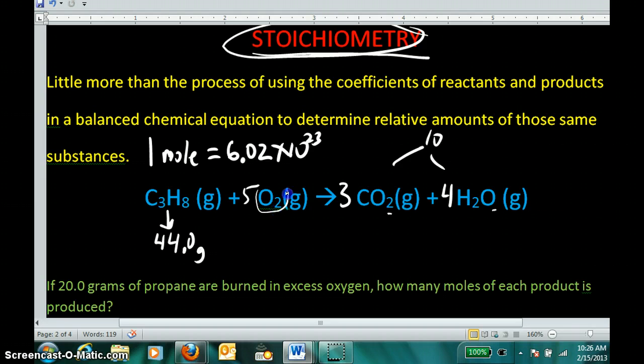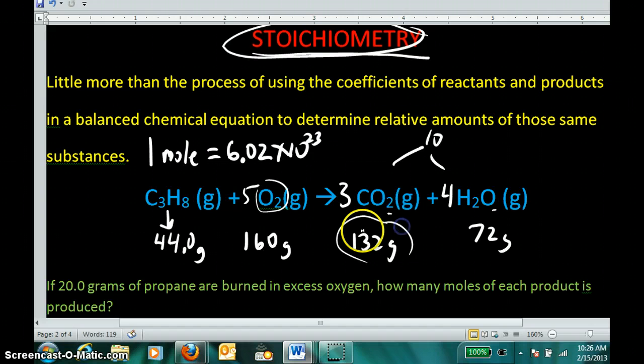Likewise, if oxygen molecules are 32 grams per mole and we need 5 of them, we're going to need 160 grams of oxygen for this reaction. And the products we're going to get are 132 grams of CO2, and we're also going to end up with 72 grams of water, because after all, 3 times 44 grams per mole is 132, and 4 times 18 grams per mole is 72.